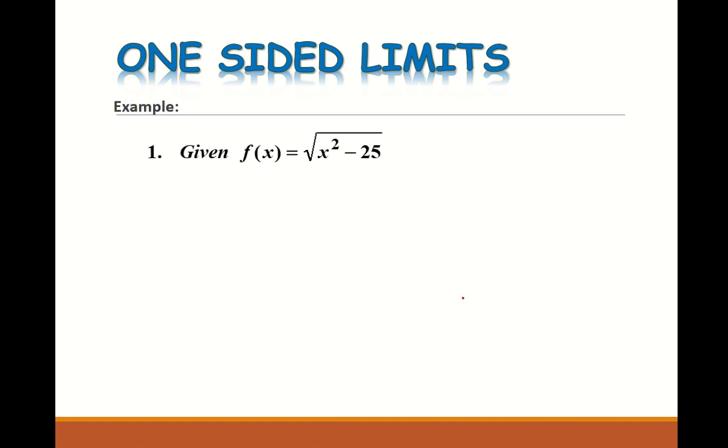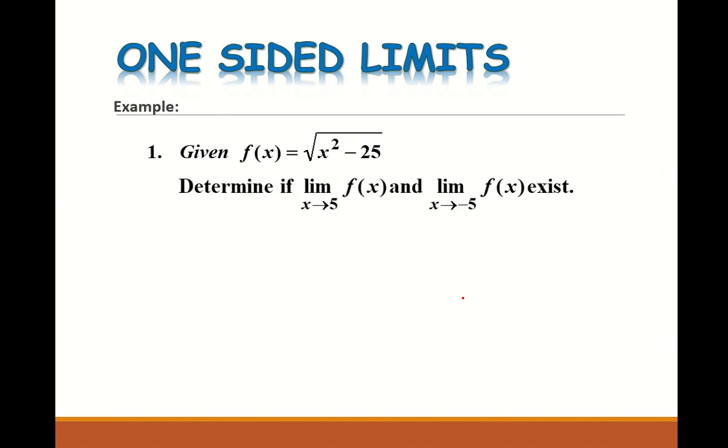Next, for example, if you're given f of x equal to square root of x squared minus 25, and you are asked to determine if the limit of f of x as x approaches 5 and the limit of f of x as x approaches negative 5 exist. Notice here that there is no sign above 5, no positive or negative. So this is a two-sided limit.